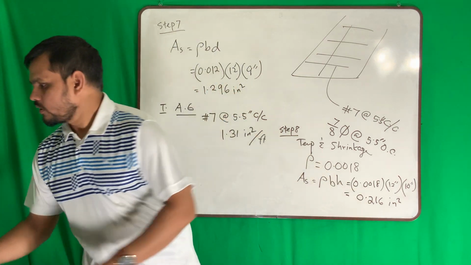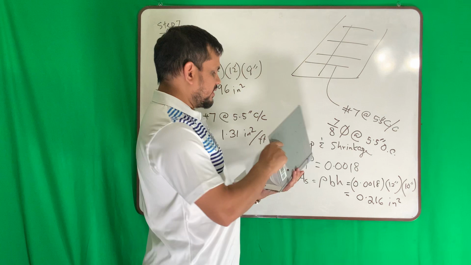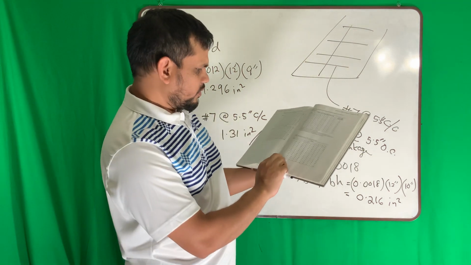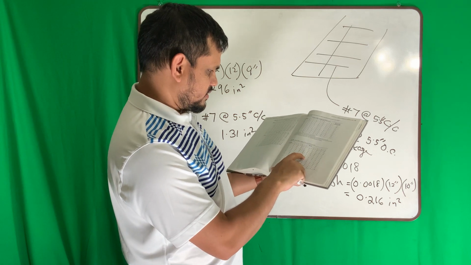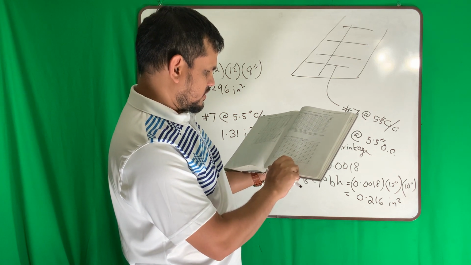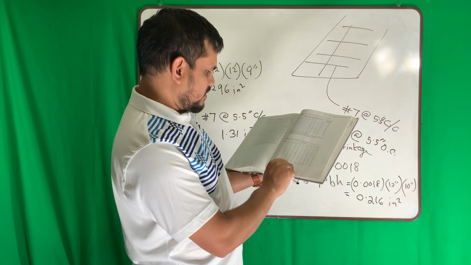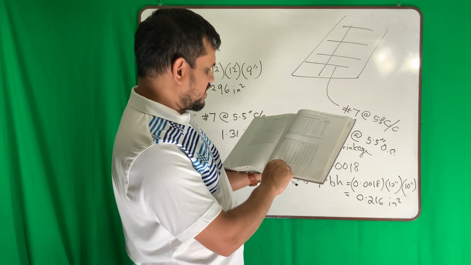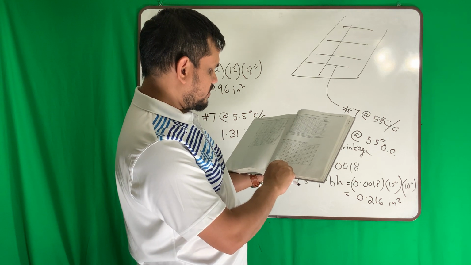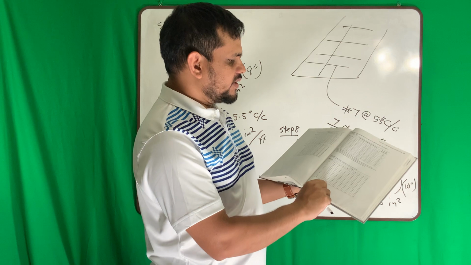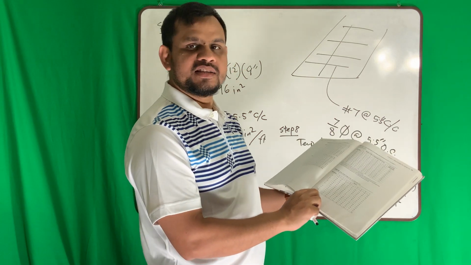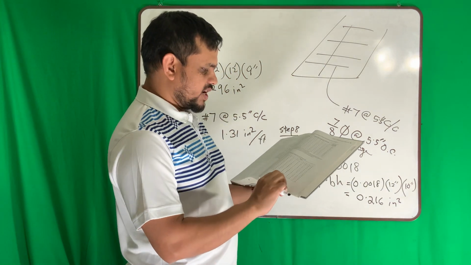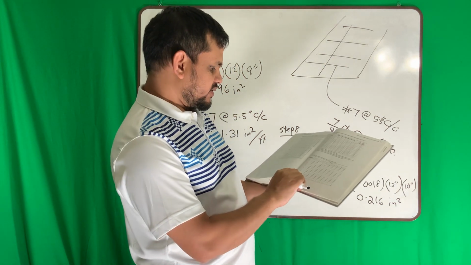0.216. Okay, so if I go to that table again, 0.21. I got 0.20, 0.24. So 0.24. If I use number 4 bar at 10 inch on center, it is okay. But I am finding a better option. I will show you how it is better.